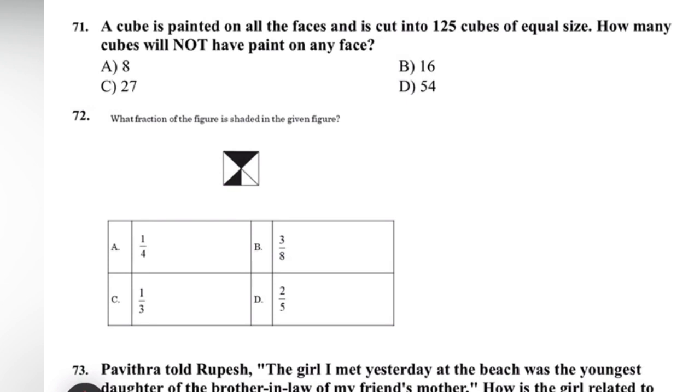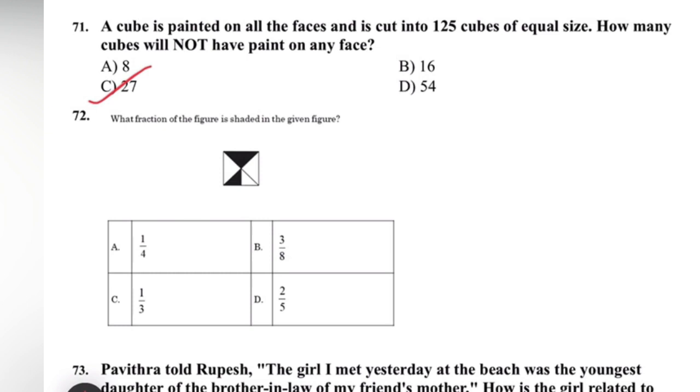A cube is painted on all the faces and is cut into 125 cubes of equal size. How many cubes will not have paint on any face? What's the answer for that? So how are we going to find it out? Yes, you can discuss it later, either in the comment section or you can inbox me. So the answer is option C, 27. So let's look into the next one.